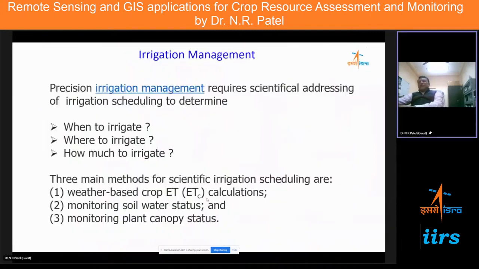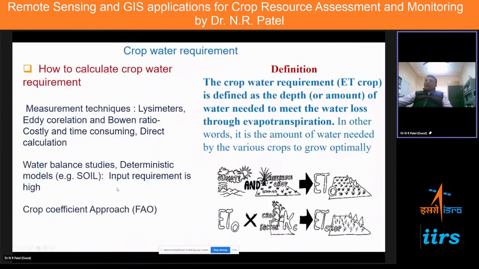Fourth, irrigation water management is also one of the important aspects of agriculture. When to irrigate, how much to irrigate, where to irrigate. This kind of decision is not possible without advanced technology like UAV, unmanned aerial vehicle, or hyperspectral remote sensing. So we need to monitor water status, we need to monitor plant canopy status, we need to monitor crop evapotranspiration status. So how can we map crop evapotranspiration?